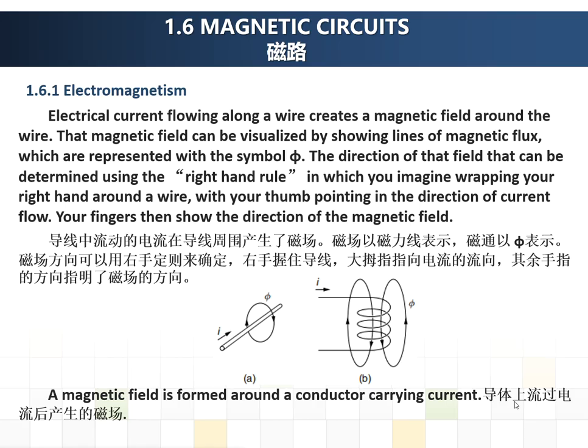The direction of that field can be determined using the right-hand rule. Imagine using your right hand to wrap a wire. Your thumb points to the direction of the current flow, and your fingers show the direction of the magnetic field.